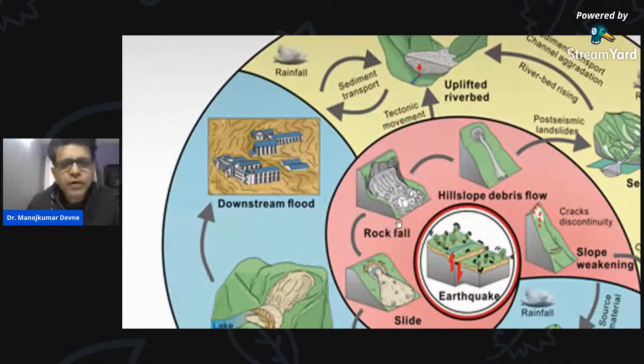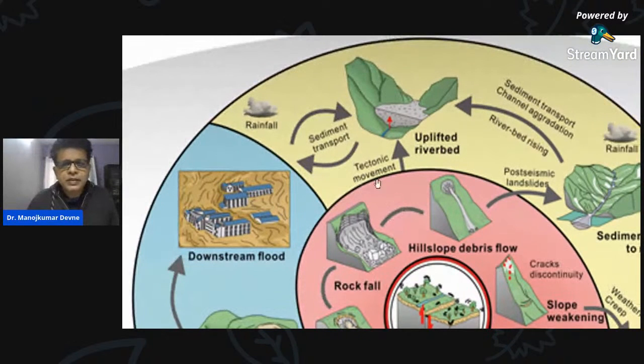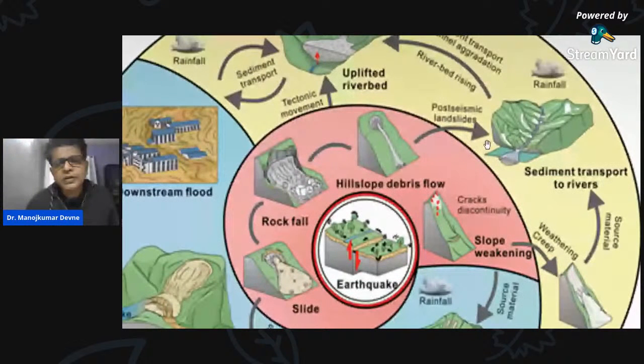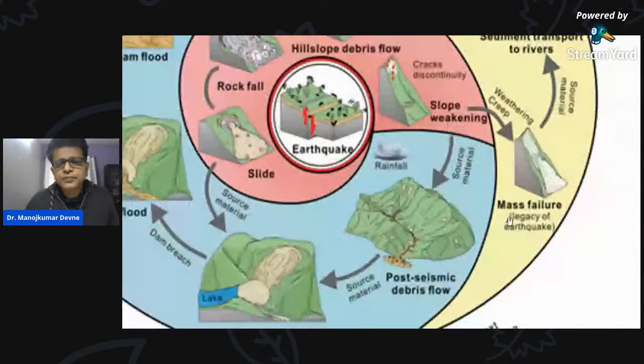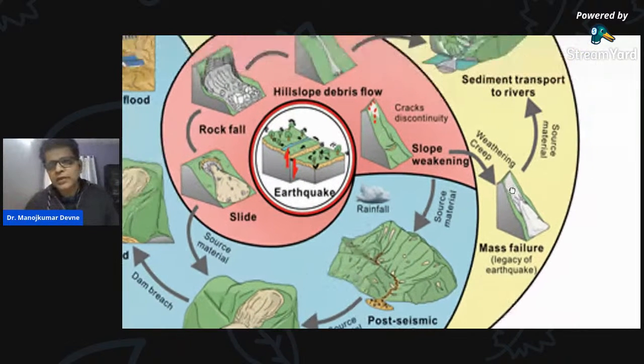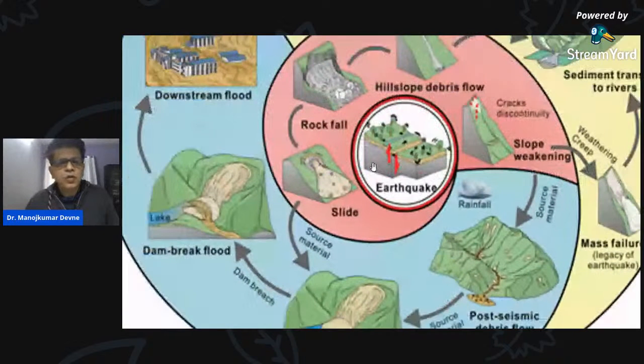So that will lead to a downstream flood as well. Another thing that could happen here is because of the tectonic movement. Because of the tectonic movement, there could be sediment transport, and at the same time sediment deposition because of the rainfall, and there is an upliftment as far as the river bed is concerned. Sediment transport leads to aggradation, and the river bed tends to rise. Afterwards, because of the aftershocks, you could have post seismic landslides also. These mass failures are a very common legacy of earthquakes. Weathering and creeping along with mass failure will lead to these sediment materials, which may cause all these problems that we are seeing in front of us.